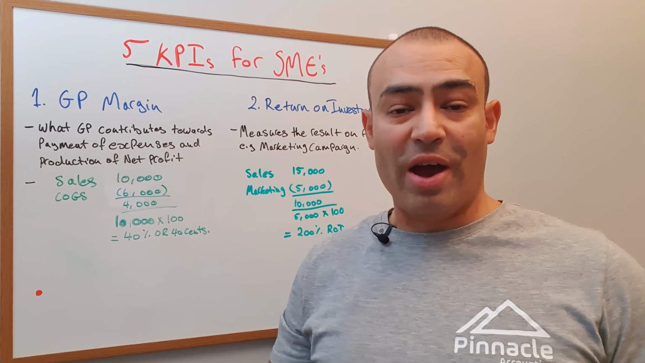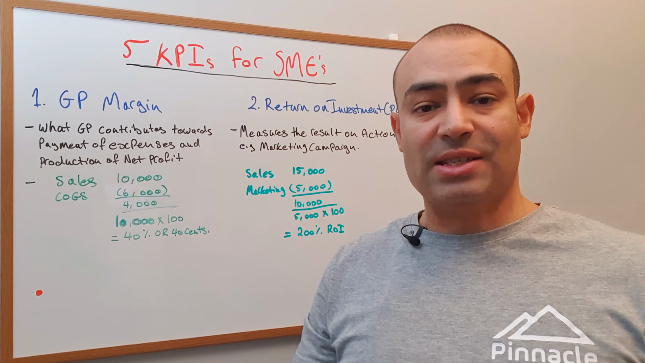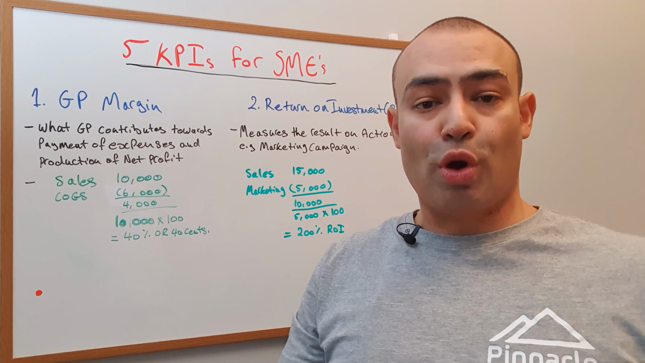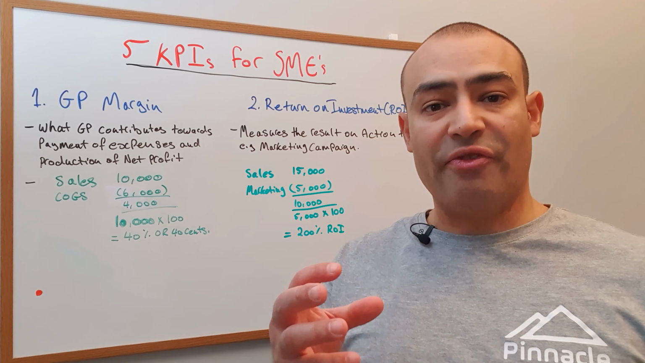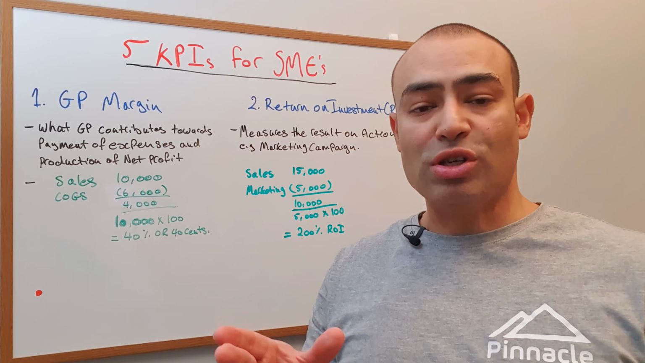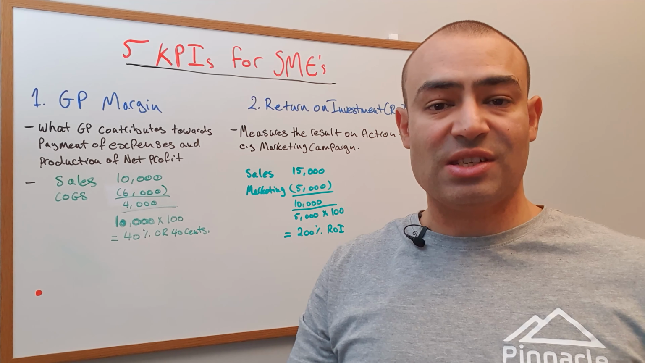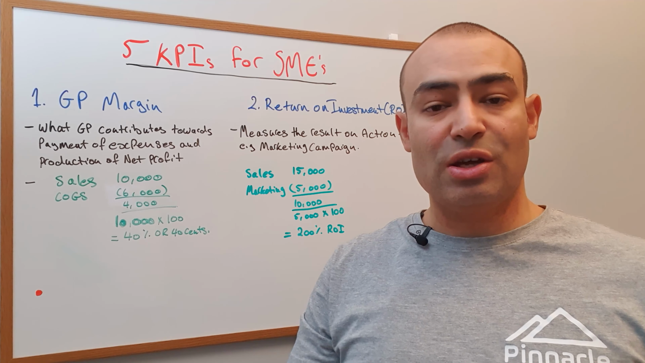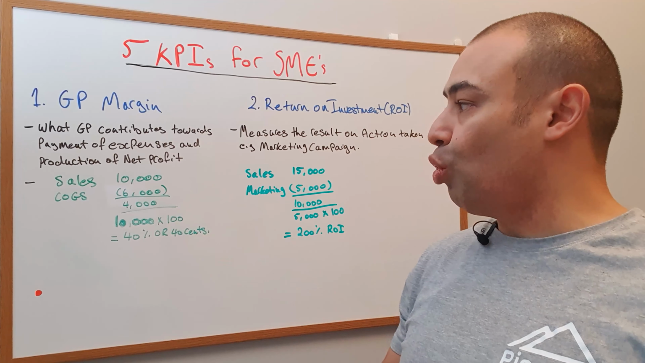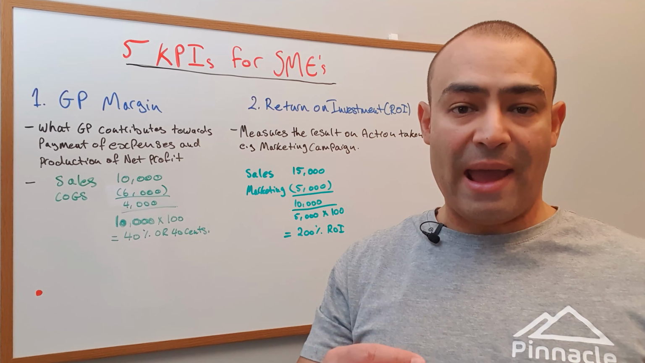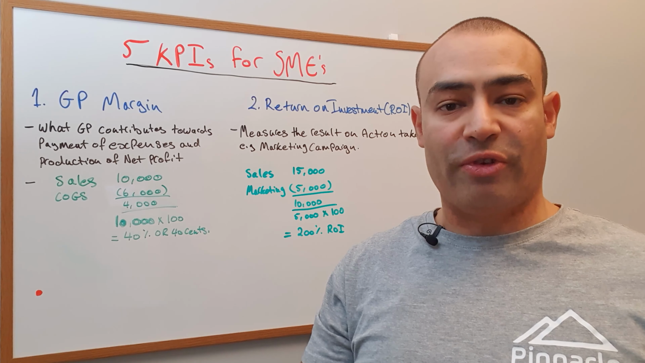The first KPI we want to speak about is the gross profit margin. The gross profit margin is the amount left over after subtracting the cost of goods or services sold from the sales amount. And that contributes towards our expenses and our net profit figure.